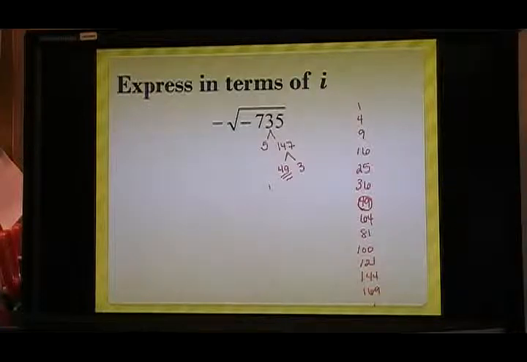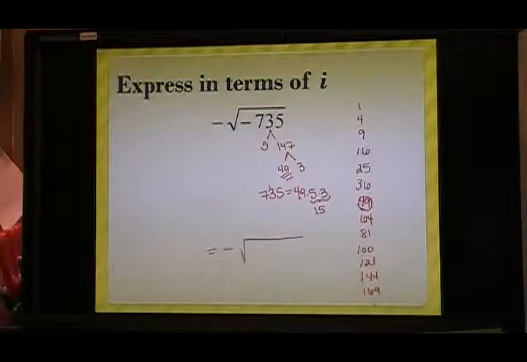And what I have so far is that 735 is 49 times 5 times 3, and the 5 times 3, I can just rewrite as 15. So if I do 49 times 15, I will get 735. So going back to my simplification, I have my negative. I need to leave that in front. And that's times the square root of negative 49 times my 15.